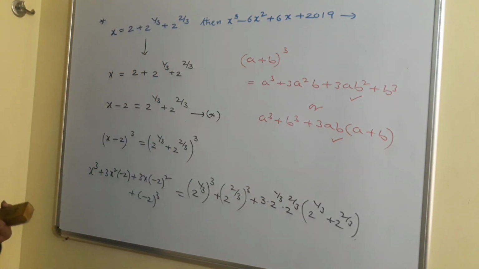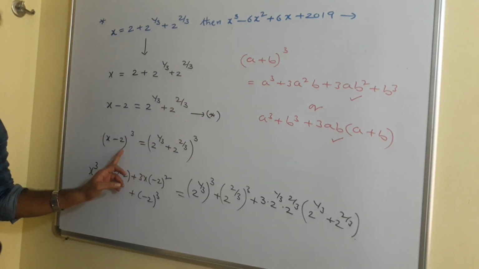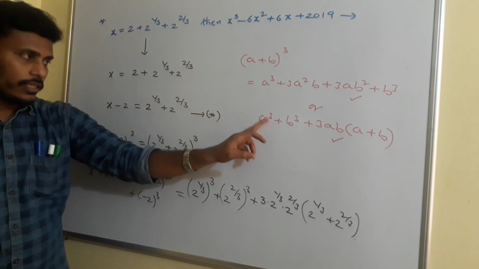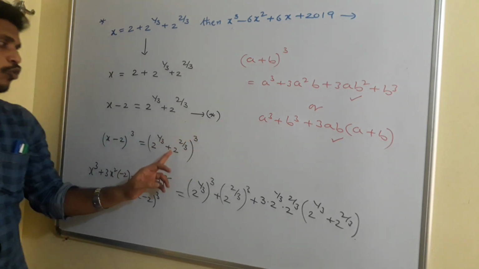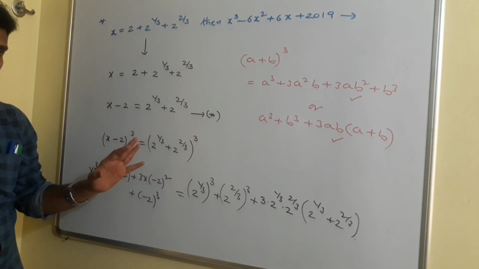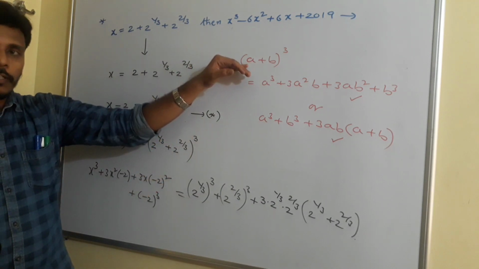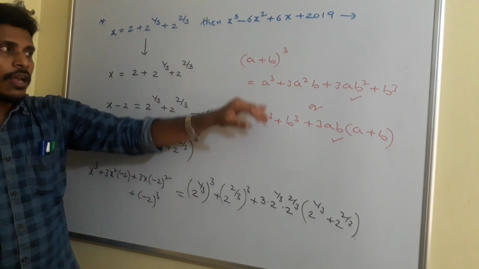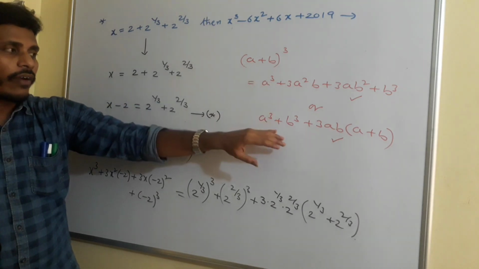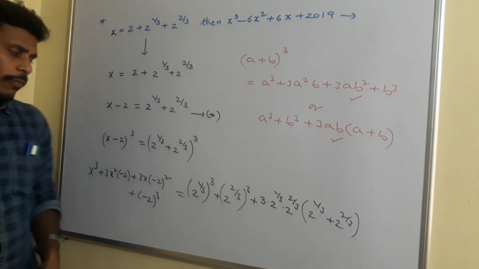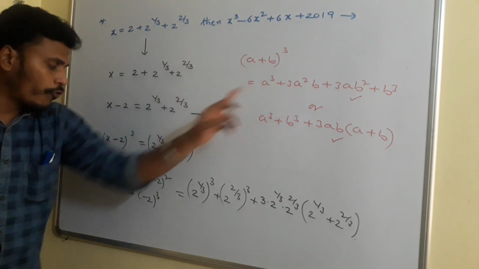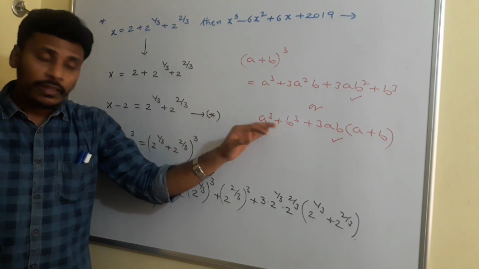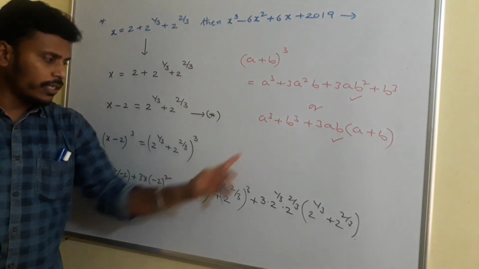While utilizing the first one, you need to take a equal to x and b equal to minus 2. Whereas for the right side, use a equal to 2^(1/3) and b equal to 2^(2/3). I think it is clear for all of you. I am just utilizing the formula of (a plus b) whole cube. It has two different forms. On the left side I am utilizing the first one, on the right side the second one, for my convenience. For the left side, a is x and b is minus 2. For the right side, a is 2^(1/3) and b is 2^(2/3).